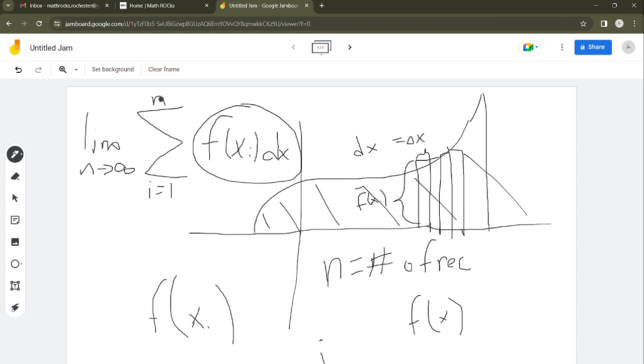Let me just explain one more time that this only means that there are n rectangles. If i was, for example, 0, then there would be n plus 1 rectangles. However, that is how you get the Riemann sum formula. Thank you.